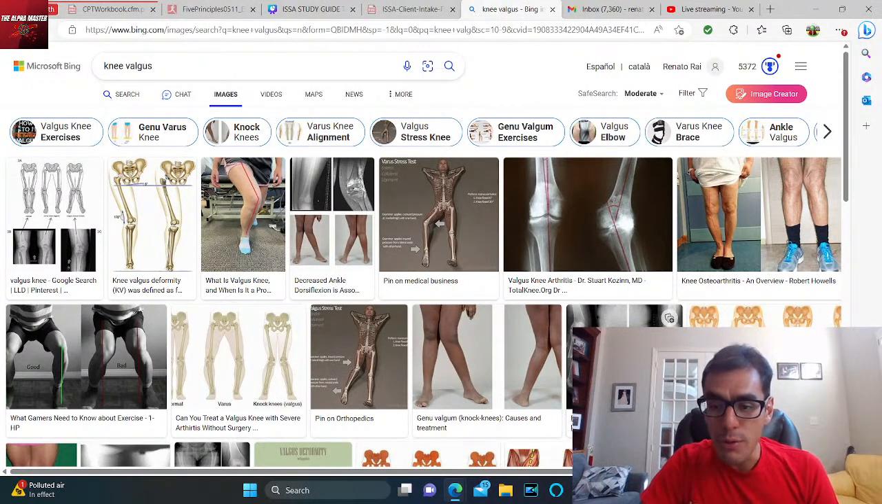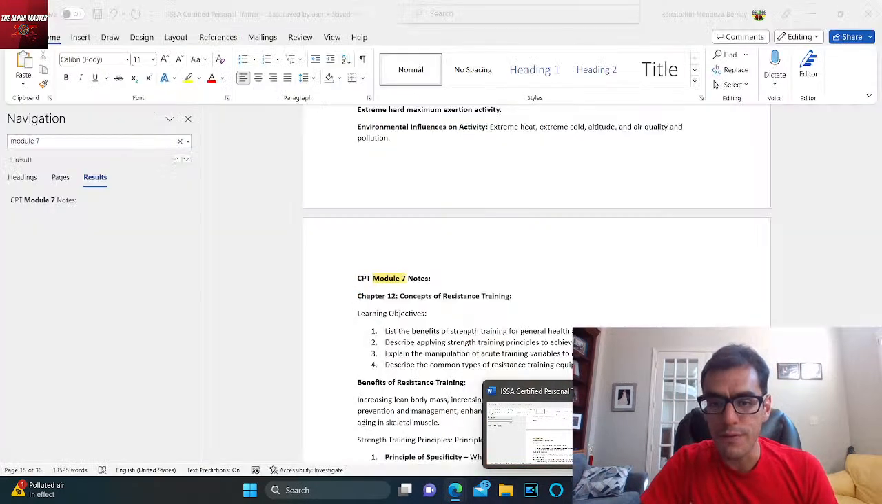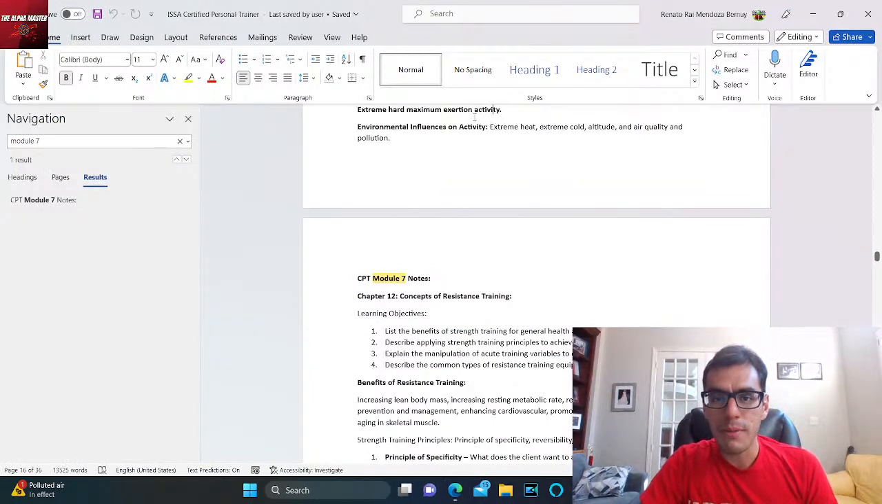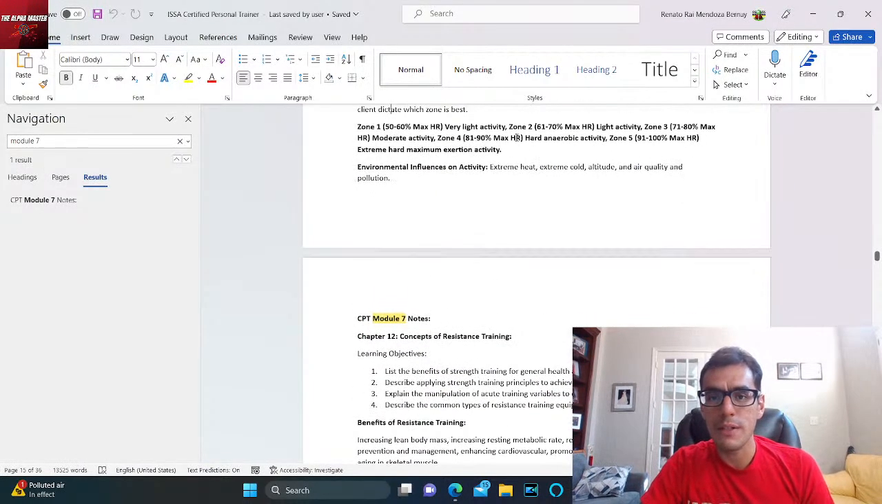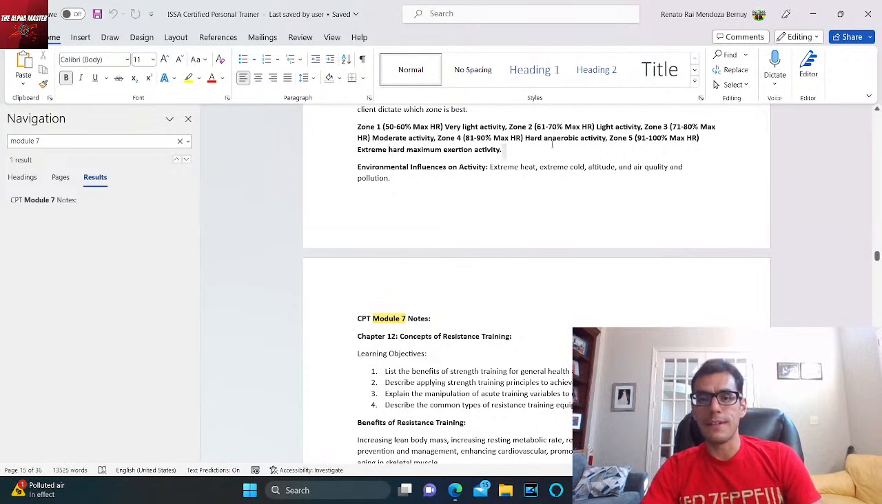This is the Elf Master, and today we're gonna start with chapters 12 and 13. Remember that extreme heat, hard, maximum exertion activity is going to be zone 5, and then the environmental influences on activity are going to be extreme heat, extreme cold, altitude, and air quality and pollution.